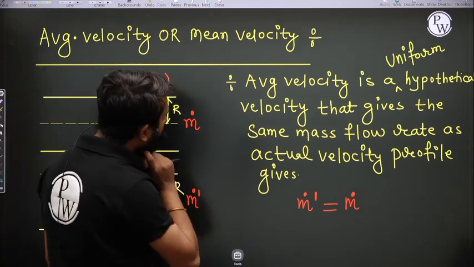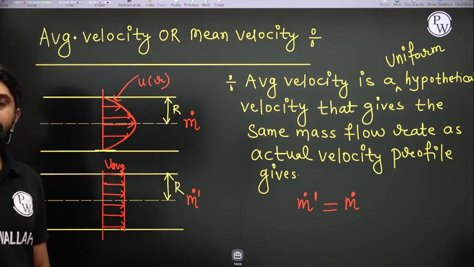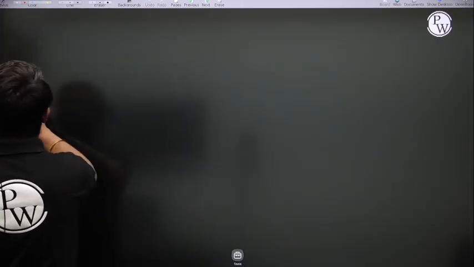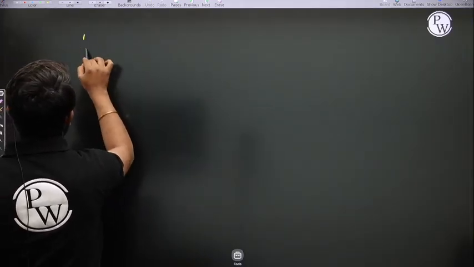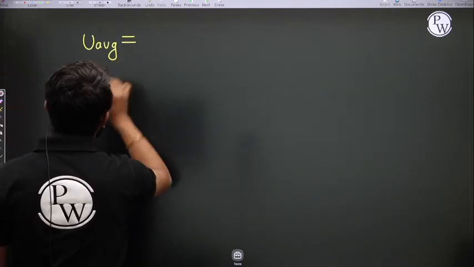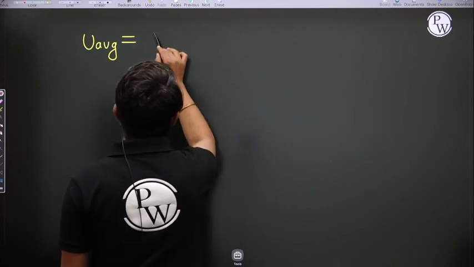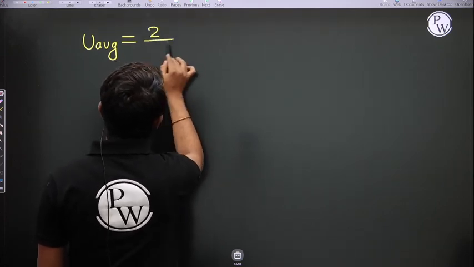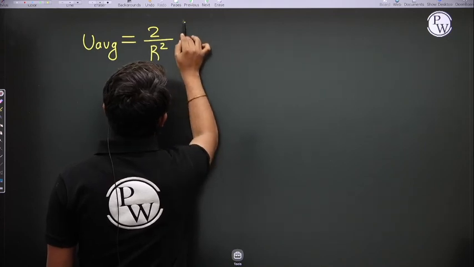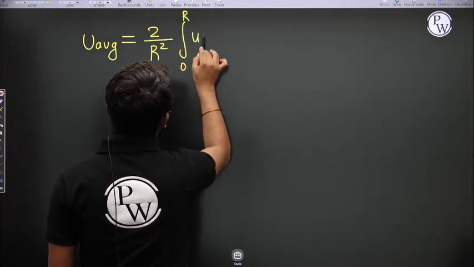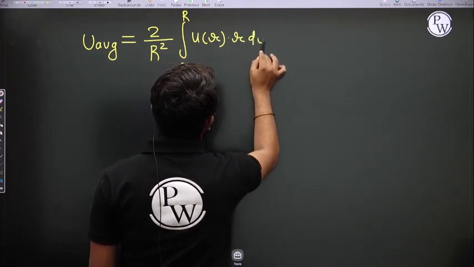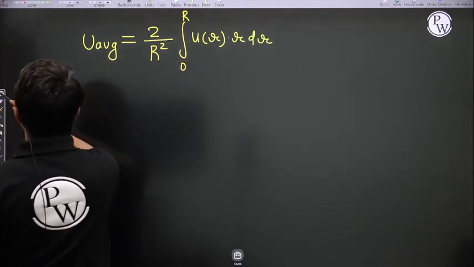I'm not performing a derivation here, I directly write it. What is the mathematical expression of the average velocity? The average velocity is 2 by r square, integral from 0 to r, u of r times r dr. This is the mathematical expression of the average velocity.